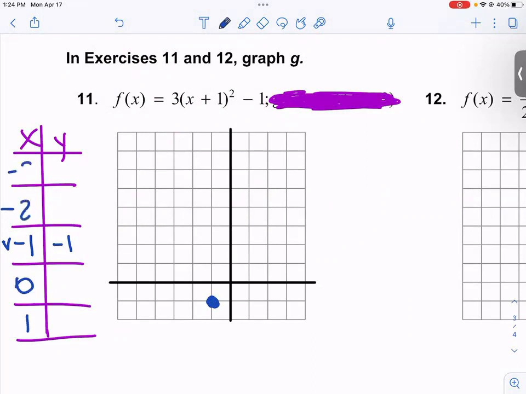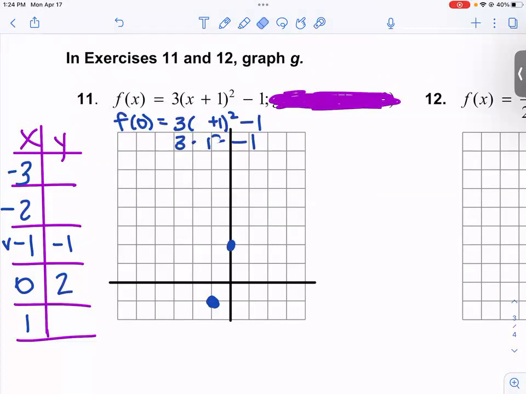I'm gonna plug in -2, -3 on the left side. Okay, so when I plug in 0, I'm saying 3 times 0 plus 1 squared minus 1. We're just plugging in for x. So help me out. 0 plus 1 is 1. So I have 3 times 1 squared minus 1. What is that? It's 2.